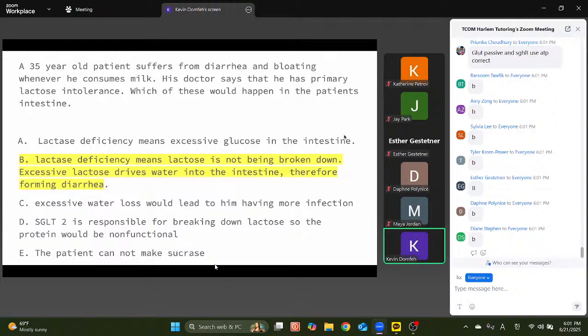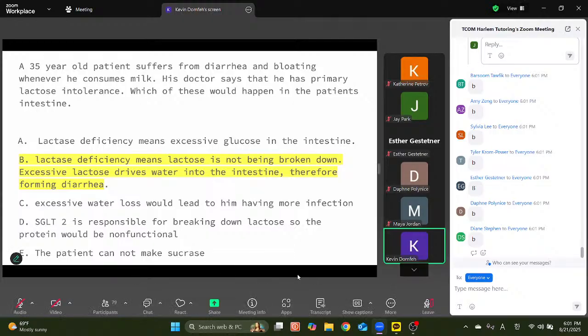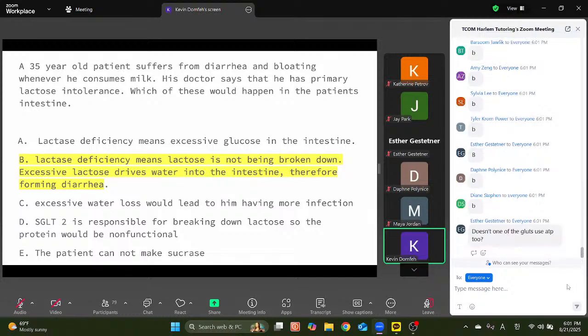Good. Remember that lactase is going to be breaking down your lactose into glucose and galactose, right? Without this, lactose is going to remain in the intestines. And remember that water follows solute. Wherever there's a lot of solute, water is going to come in to make that equilibrium in diffusion. So a lot of water comes into the intestine, causing your diarrhea, right?